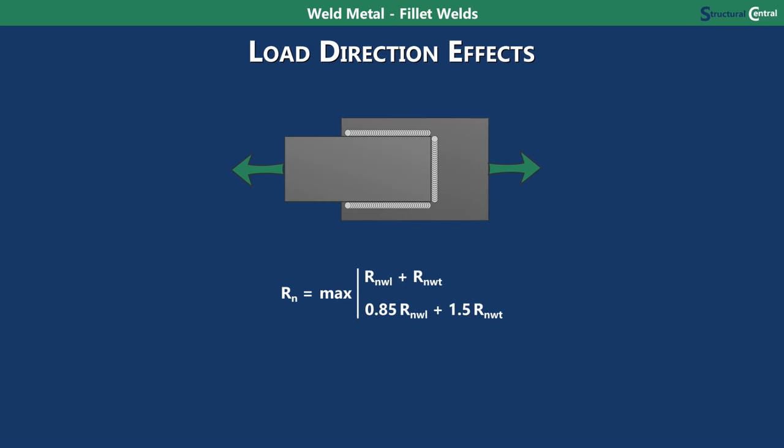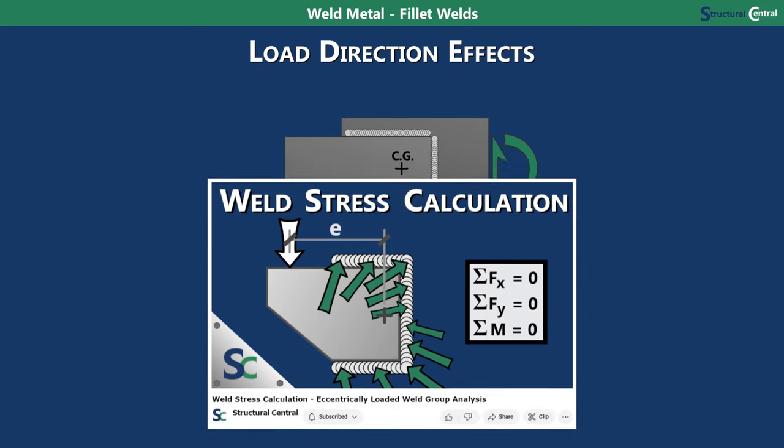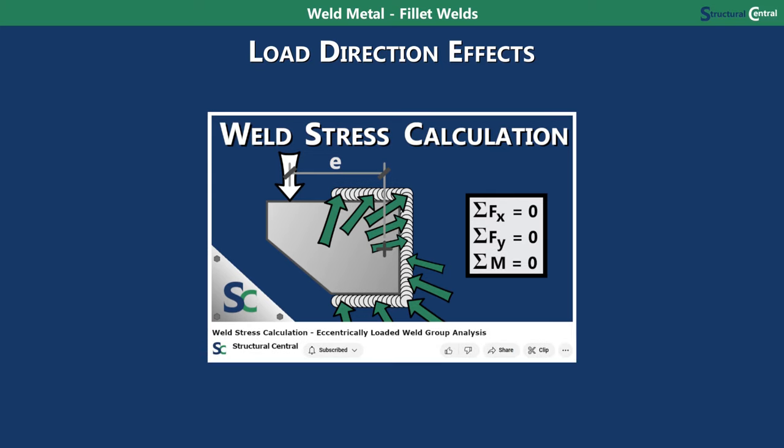Using this formula also requires your load to be applied through the center of gravity of the weld group. If your load isn't through the center of gravity, then the equations no longer apply, so you must determine the capacity using one of the eccentrically loaded weld methods that I discussed in detail in another video.